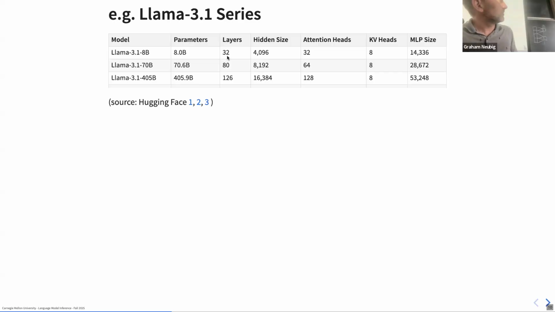But we can see we have 32 layers, 80 layers, and 126 layers. The hidden size is about 4,000, 8,000, and 16,000. The attention heads are kind of proportional to this. In grouped query attention, they always have 8 across all of them in the Llama 3.1 series. And then the MLP size is approximately 3.5 times the hidden size.